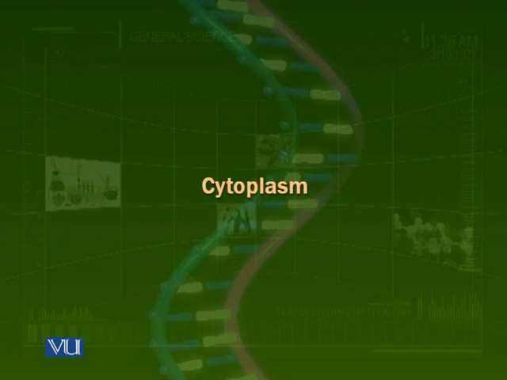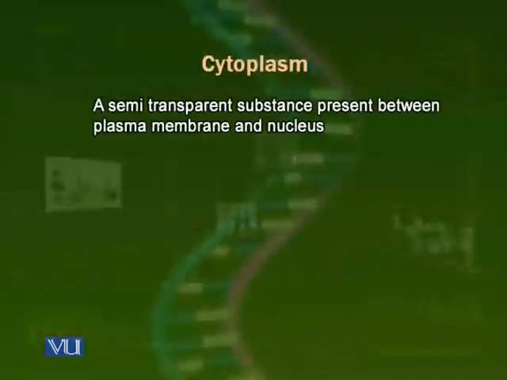Cyto of cell, plasma, or the fluid. Cytoplasm is the living matter, part of the protoplast. This is a semi-transparent substance that has different types of materials, proteins, various carbohydrates, enzymes, and other materials present inside it in dissolved form or a semi-dissolved form.